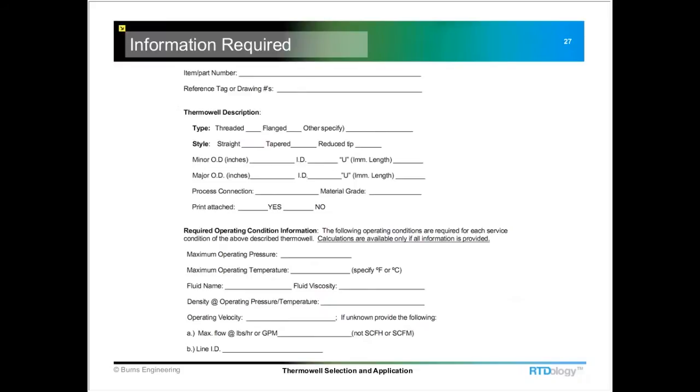And if you don't know some of the parameters, we can certainly make some fairly close guesses at what's going on. But you maybe will want to put a little more conservative number associated with that type of calculation.